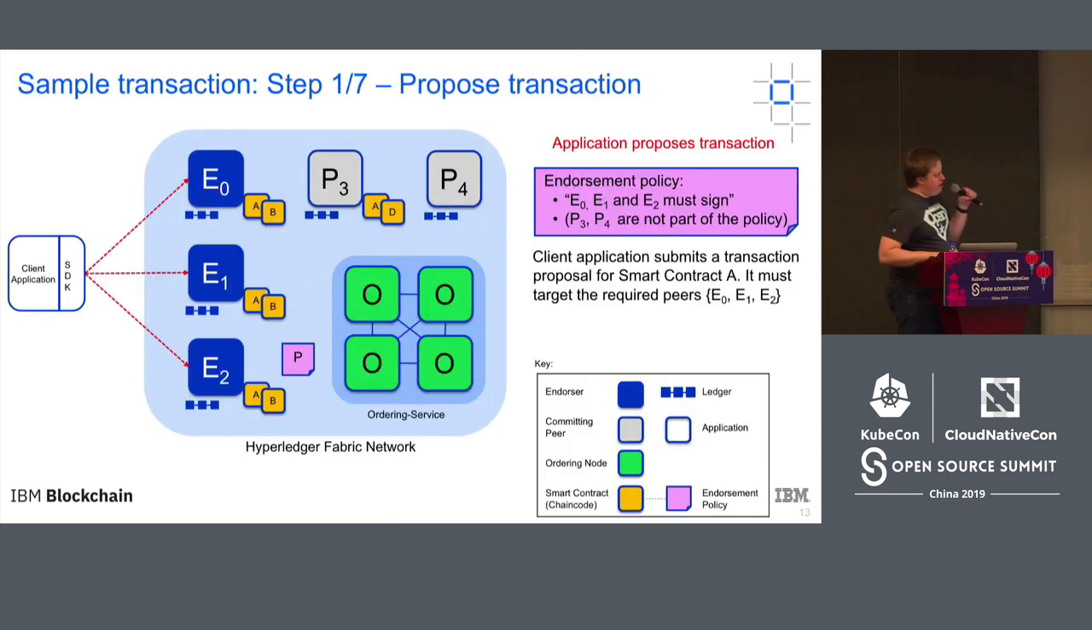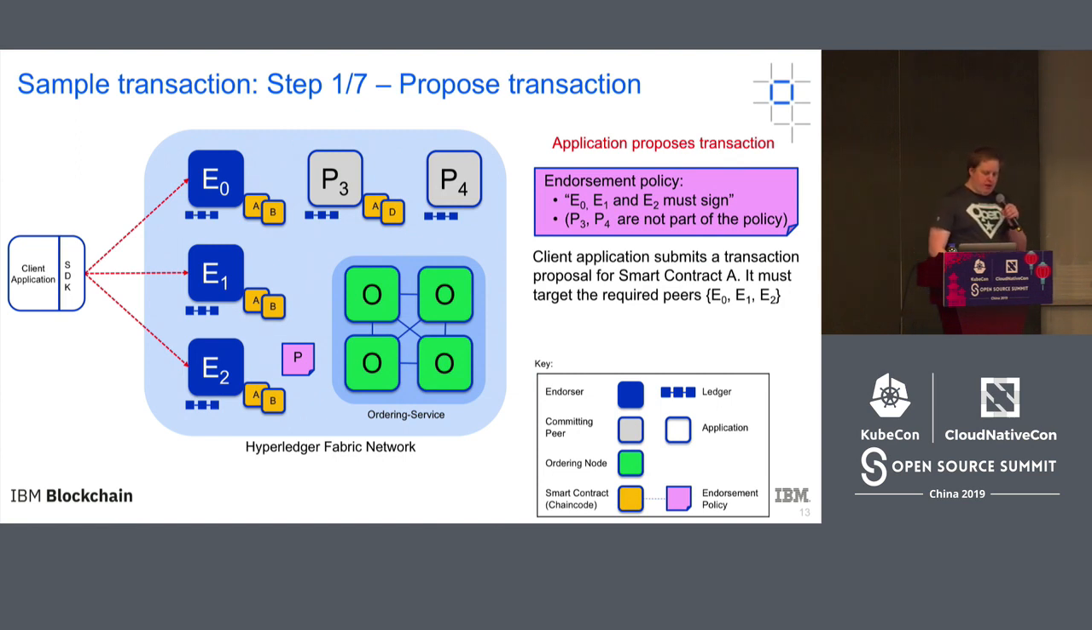All right, so here is a network diagram. We can see we have 3 endorsing peers. We can also see we have extra committing peers, P3 and P4, that don't actually execute anything. And we can see the endorsement policy is that the 3 endorsing peers must sign it, and the other peers we don't care about. They're not actually written in the policy. They're just not explicitly mentioned.